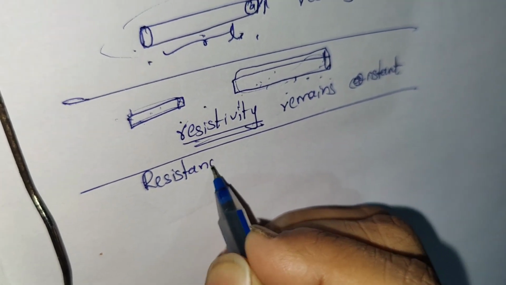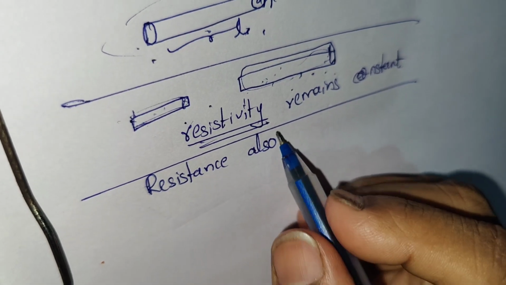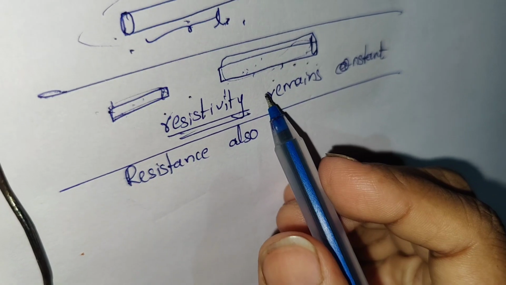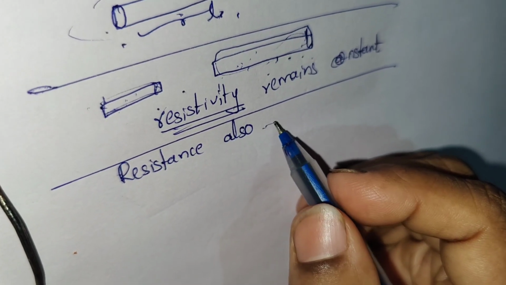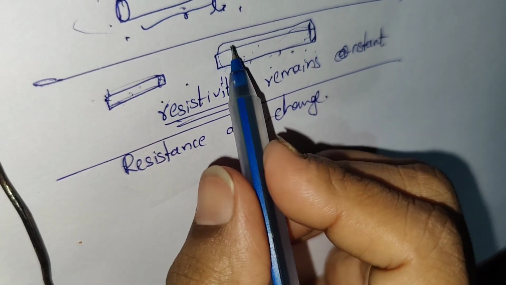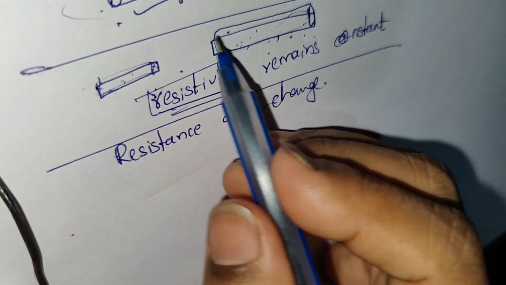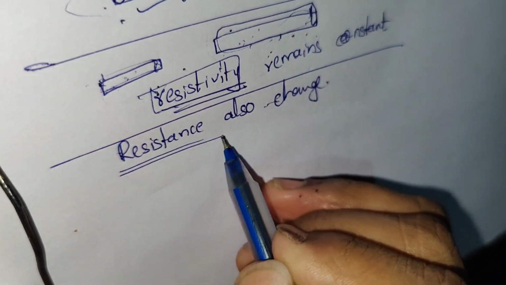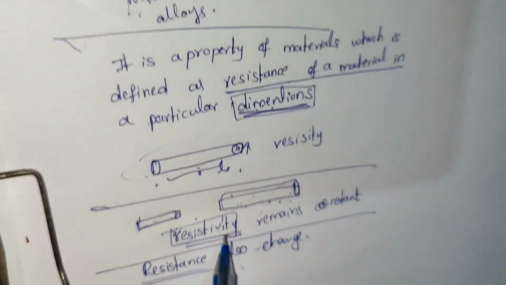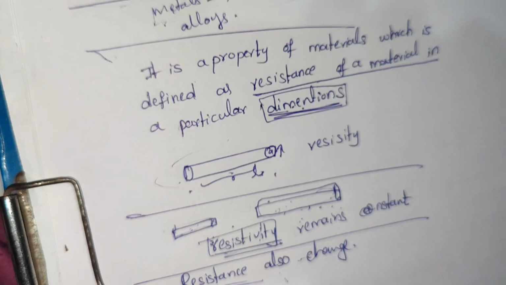Got to know the difference, children? Resistance also changes because the length and area change. In case of the same material, even if length and area change, resistivity does not change. In case of different materials also, resistance changes. So this is the main difference between resistance and resistivity. Let us see the problem.